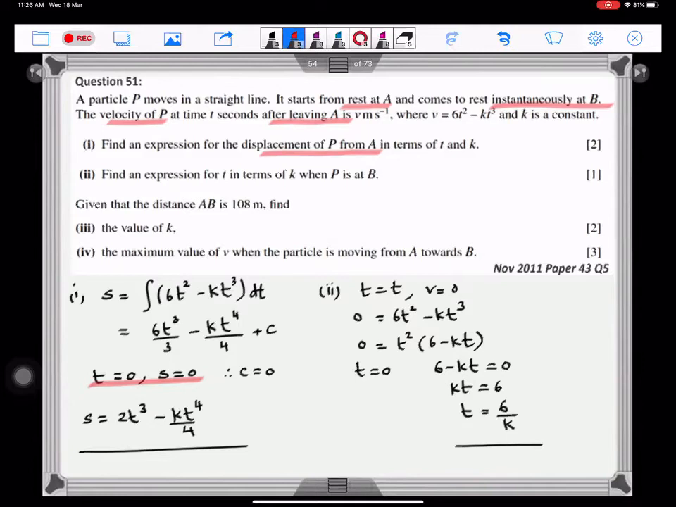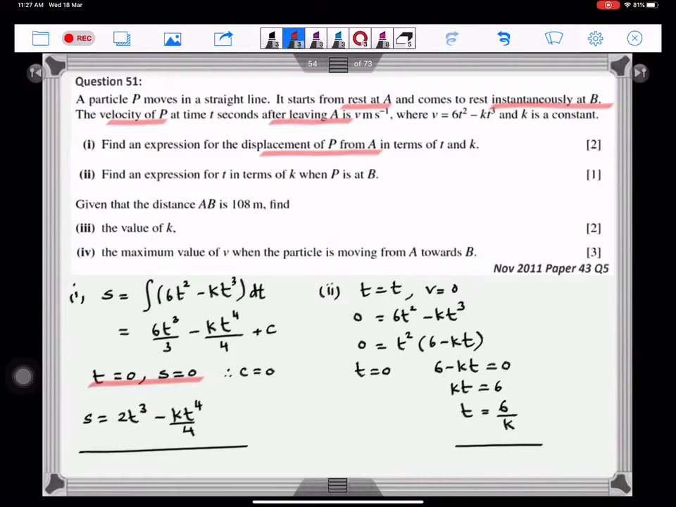Now, second part: find an expression for t in terms of k when P is at B. That means after a time of t seconds, velocity is 0 because it's coming to instantaneous rest. So when t is t, velocity is 0. Just plug into the velocity equation, taking common factors, using common sense. T is 0 or t is 6 over k. Therefore, you obtain t in terms of k. First part was about integration, getting a constant of integration, plugging in the condition and evaluating c. Second part is about using the equation as it is. When t is t, v is 0, so you get t in terms of k.